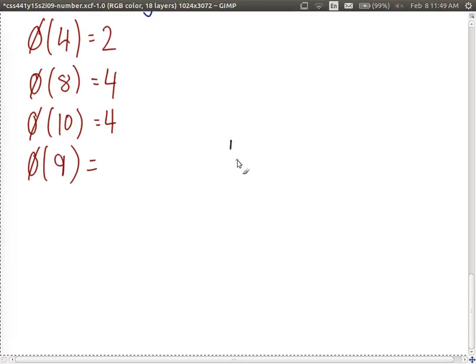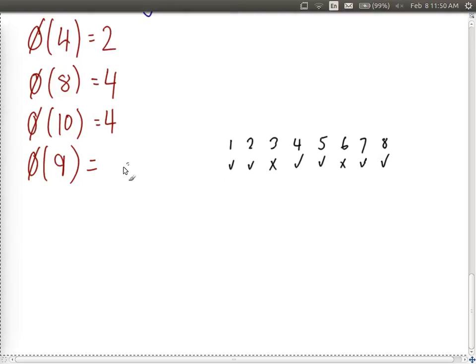One and nine: are they relatively prime? Yes, one and any number is always relatively prime. Two and nine? Greatest common divisor is one, so yes. Three and nine? Greatest common divisor is three, so no. Four and nine? Greatest common divisor is 1, so yes, I'll give it a tick. 5 and 9, yes. 6 has a divisor of 3, so does 9, so no. 7 and 9 is okay, and 8 is also okay. 1, 2, 3, 4, 5, 6 numbers. Euler's totient of 9 is 6.